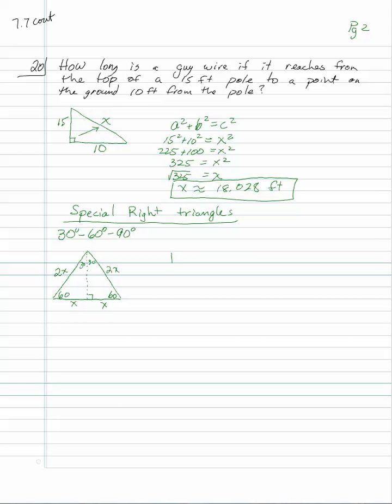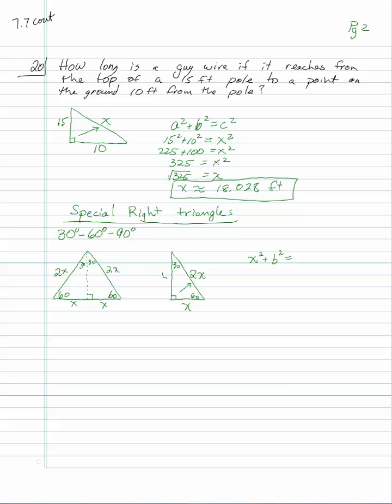So if we just look at the 30, 60, 90 triangle, which is half of an equilateral triangle, this is going to be x, and the hypotenuse would be 2x. And using the Pythagorean Theorem, if I want to figure out what b is, here we'll call this b. So x is where a is. So it'll be x squared plus b squared equals c squared.